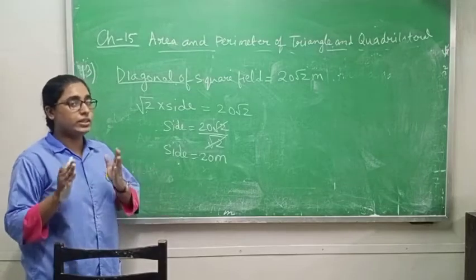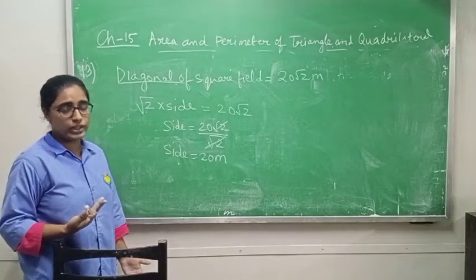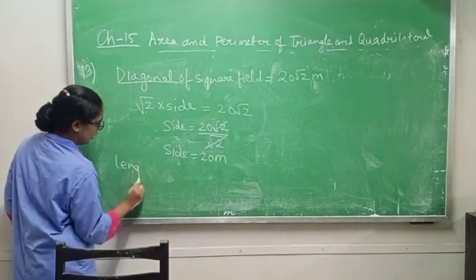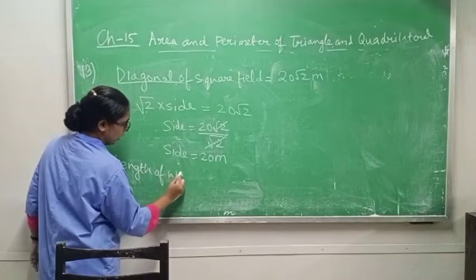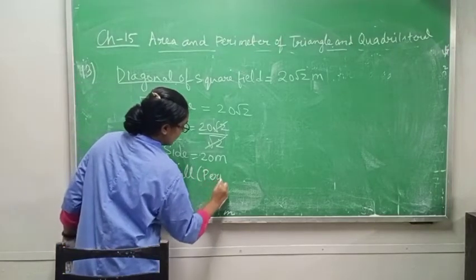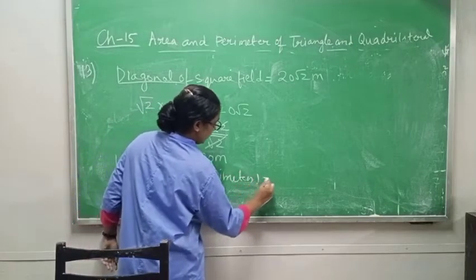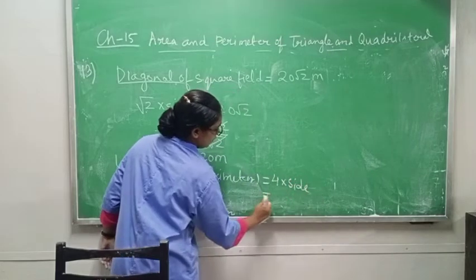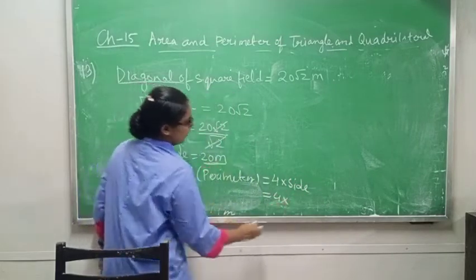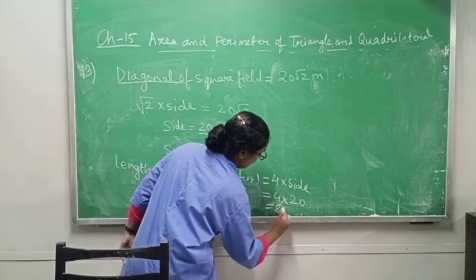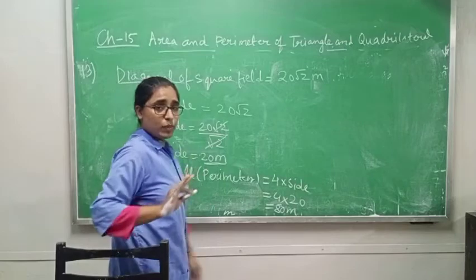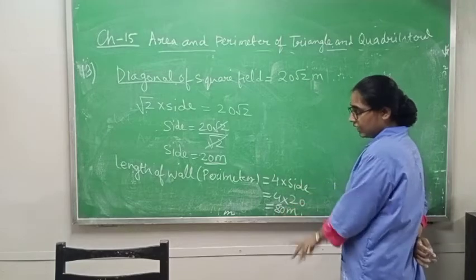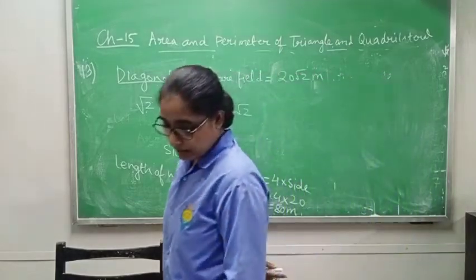If you are getting 20 meter as a side, you can find perimeter easily of a square. So what you will write? Length of wall. Length of wall means perimeter. You can write within the bracket perimeter. Formula is 4 into side, or 4a you can write. So 4 and side is how much? 20. So 80 meter. Okay. So first part completed. So length of wall is how much? 4 into side, 4 into 20, 80 meter. Now in the second part they are telling you to find.